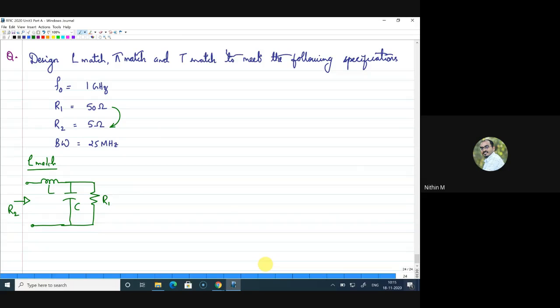Now, any other observations from the given specification? Anyone else can also tell. Yeah, the values are correct. Both L and C values are correct.